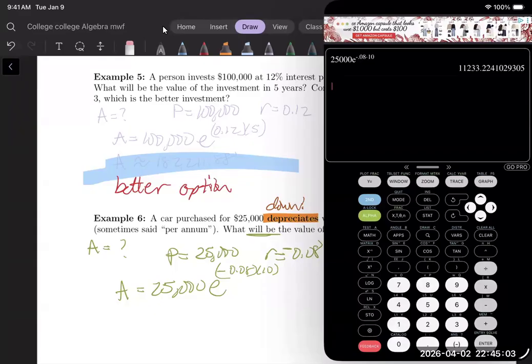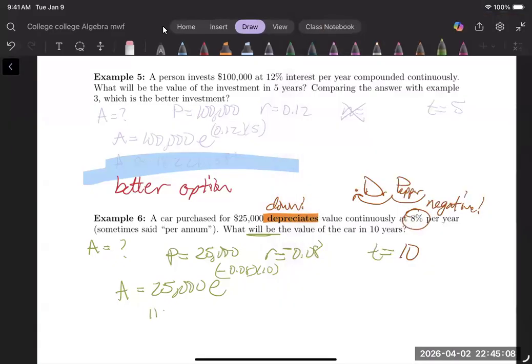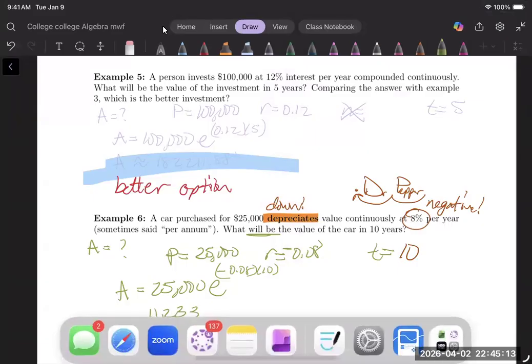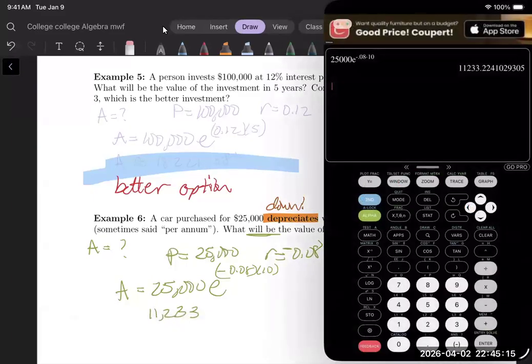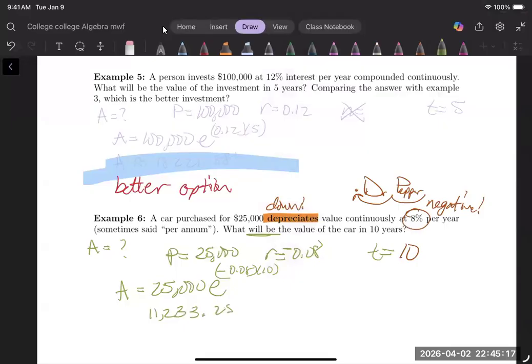That is 11,233.22. So in 10 years, the value of the car is $11,233.22. I think that's pretty good. 10 years later, that's not shabby at all. I mean, not the best, but not terrible.